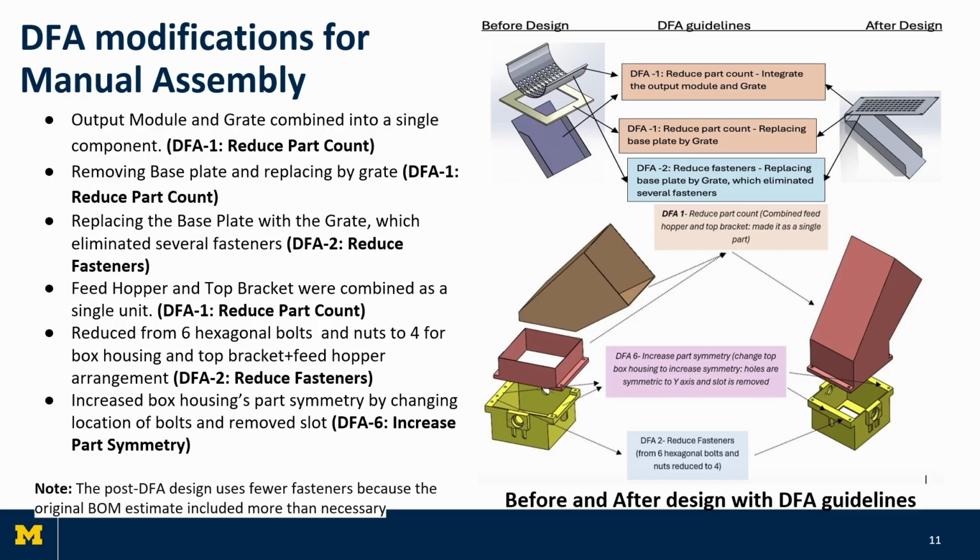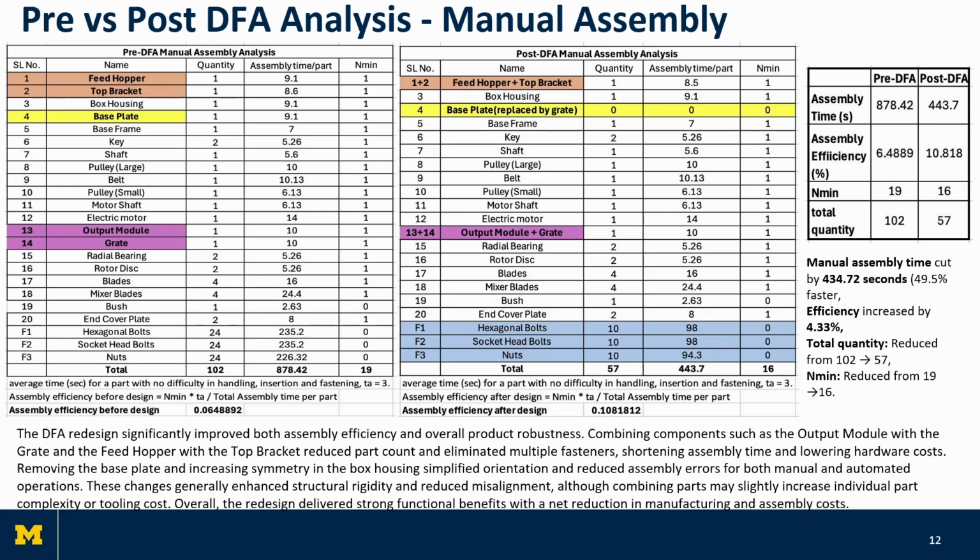Replacing the base plate with the grate eliminated several fasteners and simplified assembly without affecting structural integrity. It reduced from 6 hexagonal bolts and nuts to 4 for the box housing and the top bracket plus feed hopper arrangement, which gives DFA2, reduced fasteners. We increased box housing part symmetry by changing the location of bolts and removing a slot, which is DFA6, increased part symmetry.